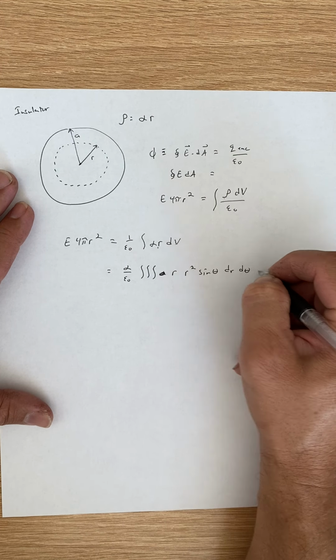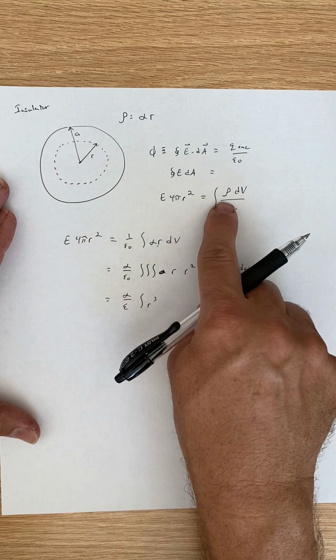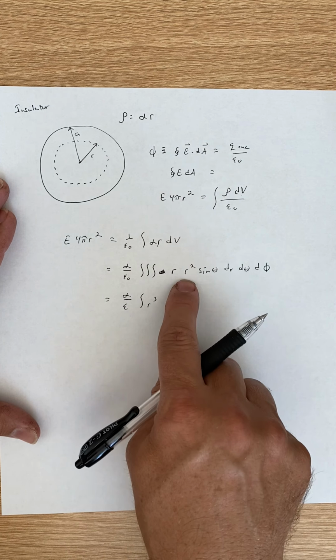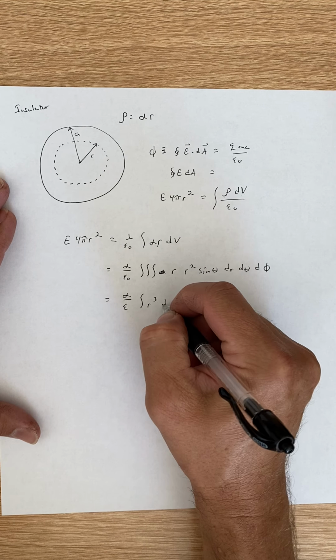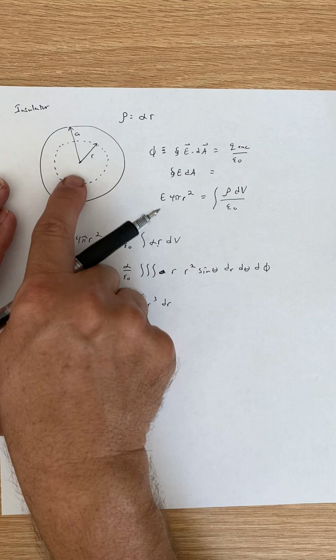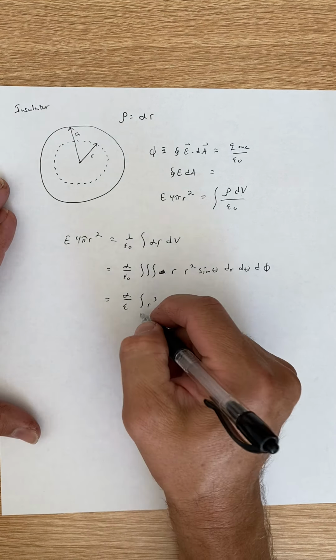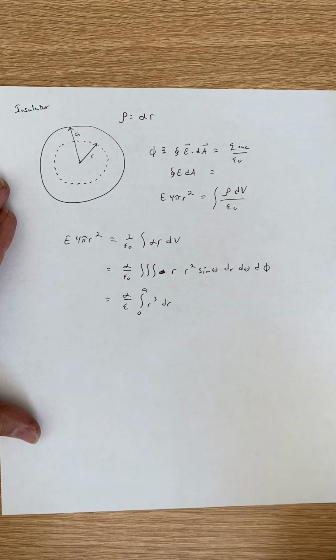Let me clean this up and separate out my integrals. You don't have to take this step, but I always like to. And put in my limits. I'm going to have r cubed. Notice I've got an r here from the actual density and an r squared from my volume element. So that becomes an r cubed dr. The limits of that are going to be from 0 to a, because that's the limit of my sphere.